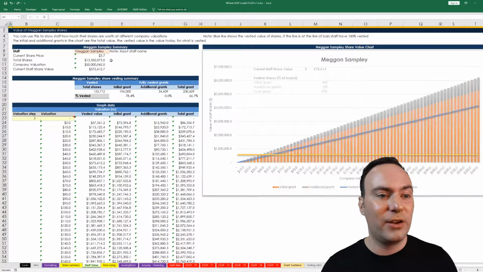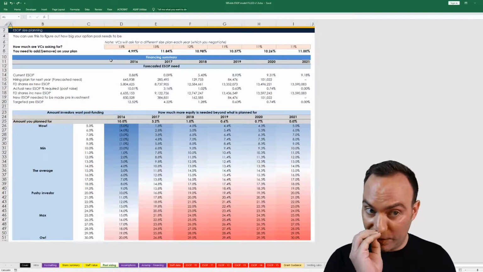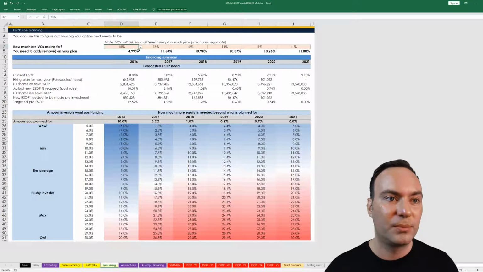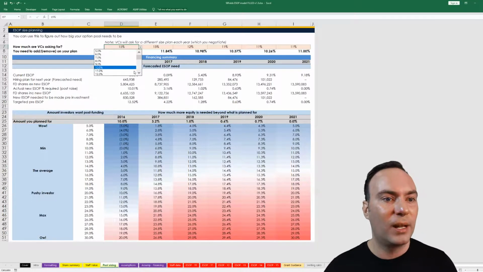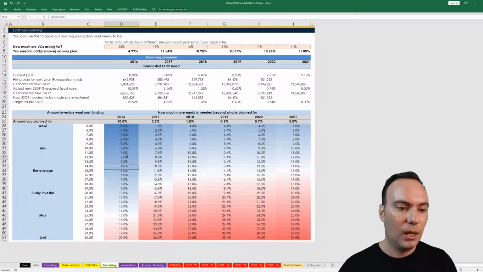Pool sizing. Here you're going to use a handy tool to figure out how much you actually want to be giving away when you're fundraising. So VCs are going to ask for something, say 15% or whatever number, from a drop down menu, and this will help you figure out, on the basis of what you need to give away and how much you have, how much you should really be doing or not.